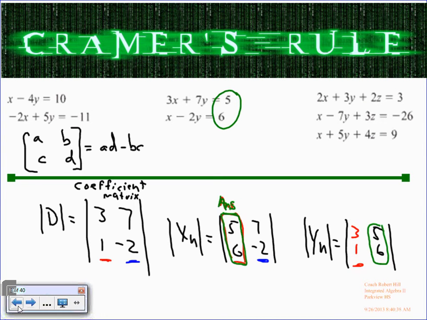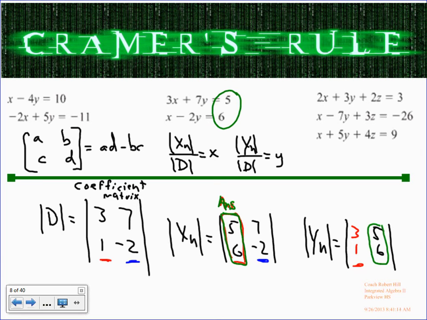Okay, so now I have to write my final answer. My final answer is x sub n over d, and that gives me my value for x. Y sub n over d gives me my value for y. Now, how many matrices did I have to make? Three determinants. I had to find three determinants because there were two variables I was solving for. I was solving for x and I was solving for y.